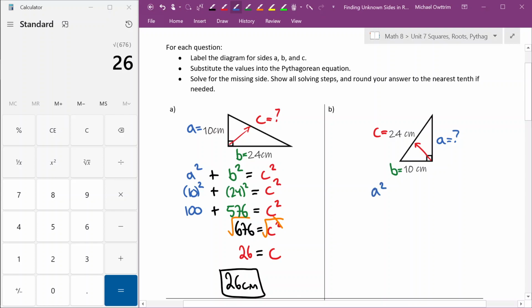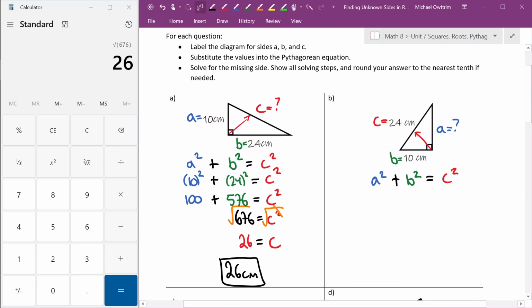Let's substitute our numbers into our equation. So we know our equation is a squared plus b squared should be equal to c squared. And let's plug our numbers in where they go. I don't know what a is, that's an unknown side, so I'll just leave it as a squared. I do know that b is 10, so I'll go ahead and plug 10 into the b part of my equation. And I know that c is 24, so I'll plug 24 into the c part of the equation.